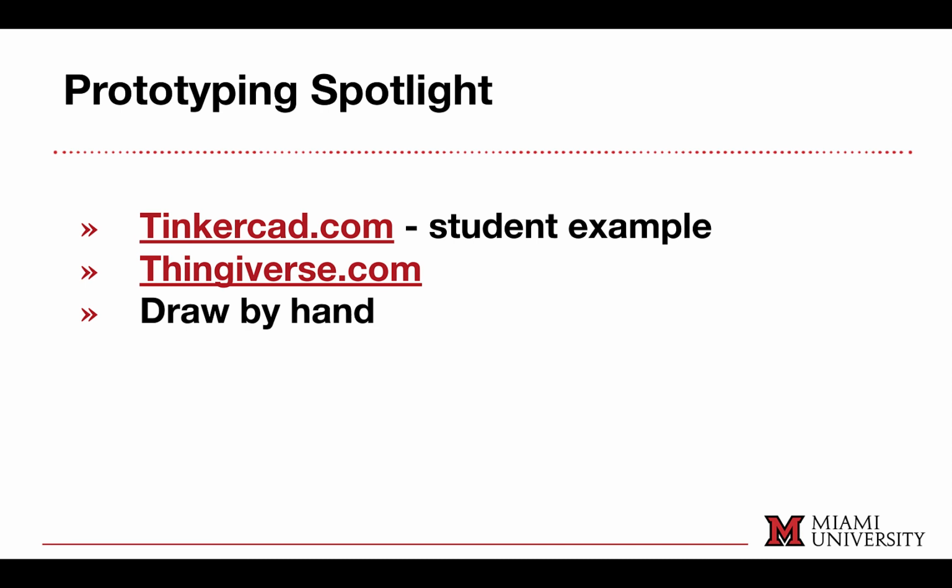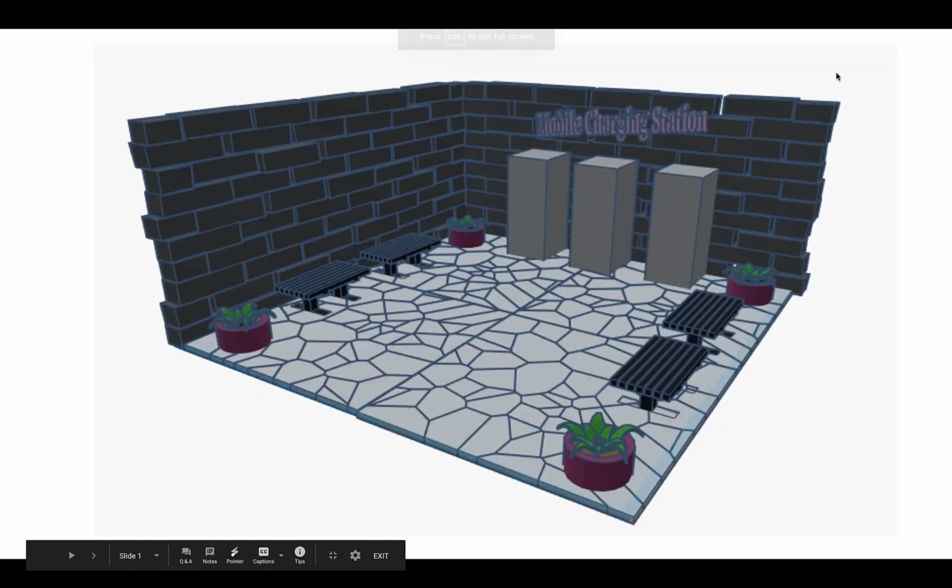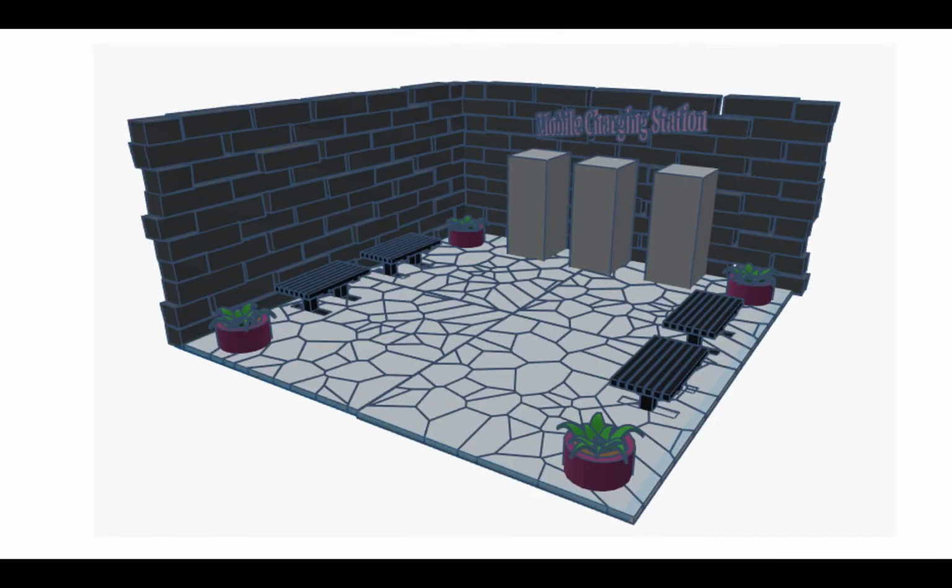So this is something that was created in Tinkercad by a student for this project. And a lot of this stuff, you might think, wow, there's a lot of detail. Well, a lot of these things are pre-built, so you can start with pre-built models. In this case, the product that the student had created was mobile charging stations. And so we see the three large things here. This was their first prototype, first round of prototyping.